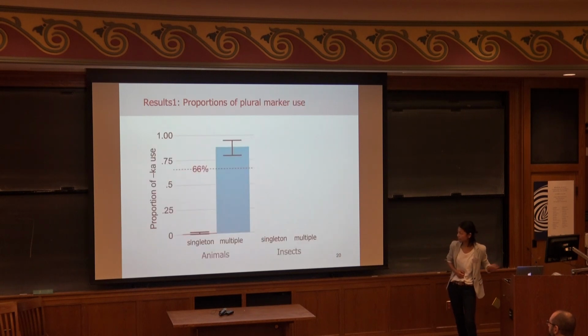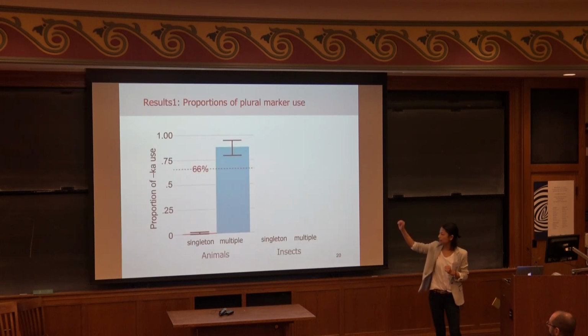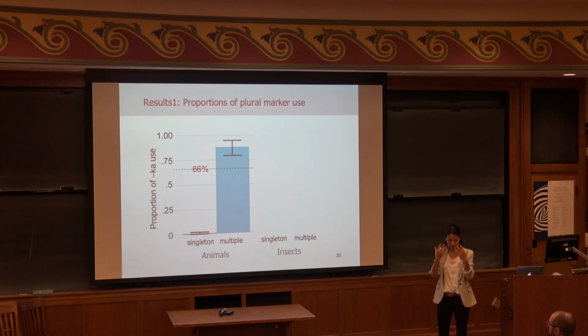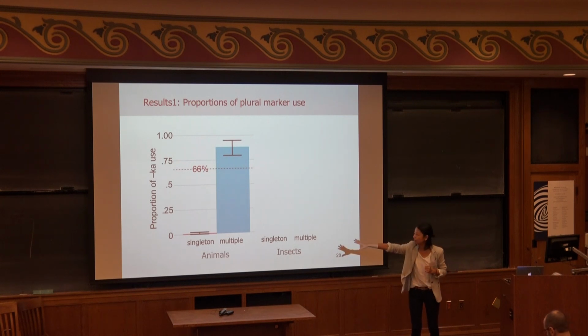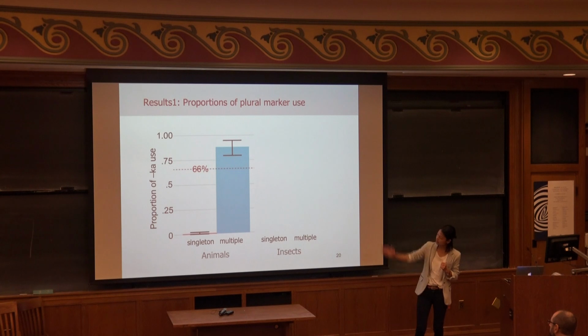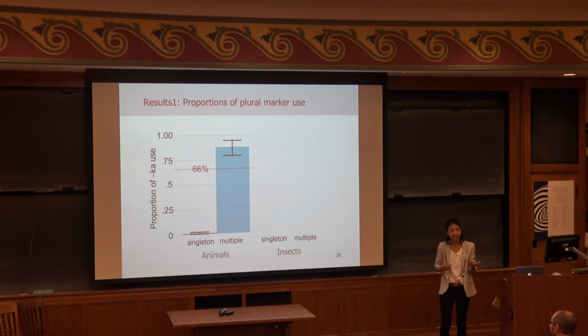Okay, this is what we found. So, this is a case where you see an animal in the production phase. Singleton, you see only one animal, you need to produce a sentence to describe the scene. Multiples, the same thing. And then the y-axis is the proportion of ka use, how likely it is that you use ka in your sentence. And when you see only one of them, you never use it, right? And when you see multiple of them, even though the input probability was 66%, you're far more likely to use it, just like in English.